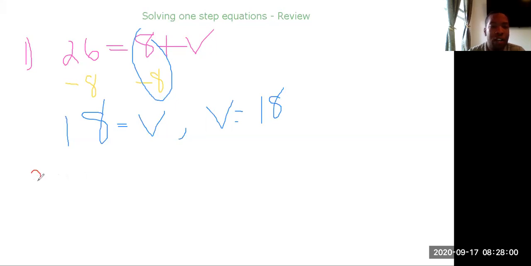Now the next question on the sheet, this is on the same worksheet that we're doing. It's the solving one-step equation questions on your Google Classroom. It was returned to you. This is a good way to check if you got it right. It's a good way to also get caught up. So the first one is 26 equals 8 plus v, and then question 2 is 3 plus p equals 8.